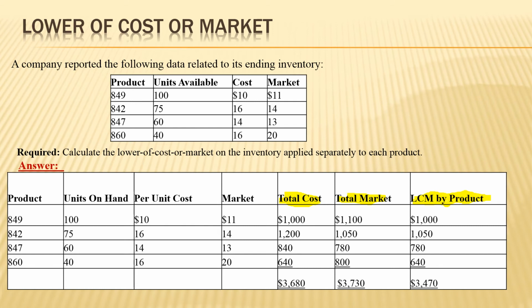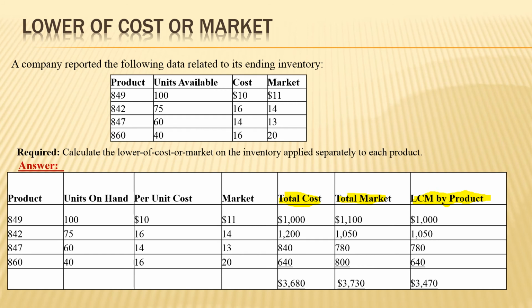Moving to the following product, which is 842. I'm also going to multiply the units on hand, which are 75 units, times the cost per unit, which is 16, which gives us 1,200. And to calculate the total market, I multiply the $14 market times the 75 units on hand, which gives us 1,050. So we have the total cost 1,200 and the total market 1,050. To apply the LCM by product, I'm going to select the lower of these two numbers, which is the 1,050, the market.